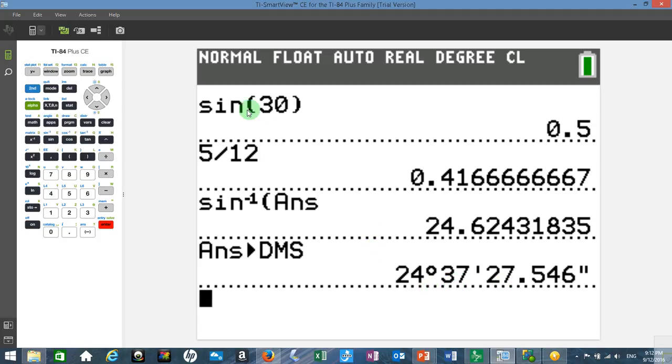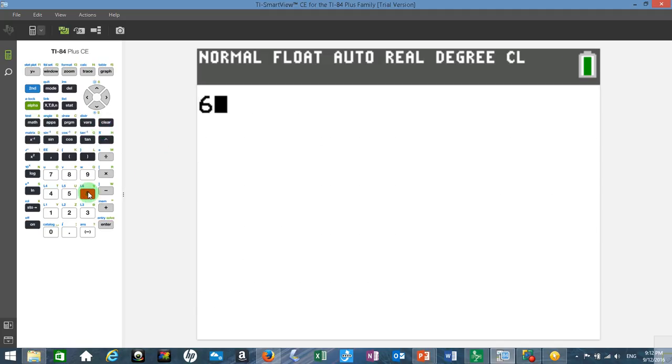And that's how you find the sine, cosine, and tangent. It's very simple. Exponents, I think we went over those. I'm going to go over them again because that's one of the most used functions on a calculator, because exponents are used in just about all math classes. So let's go with 6 to the 3rd power.